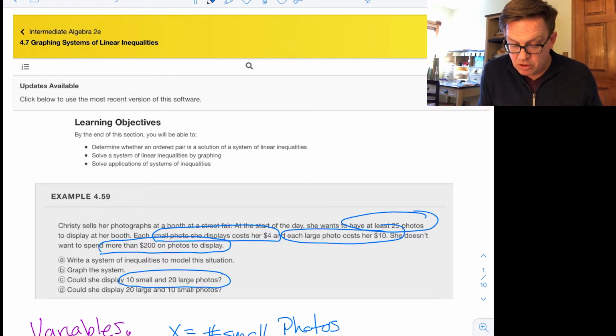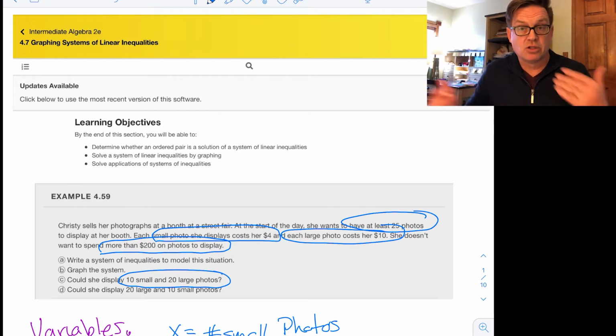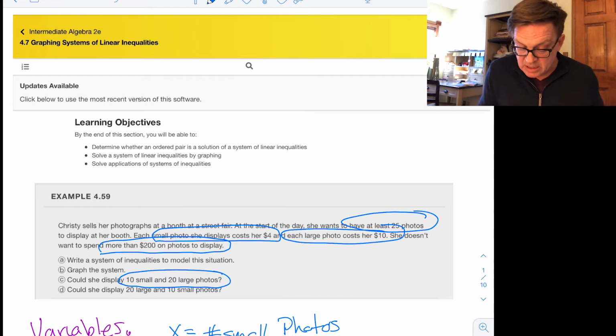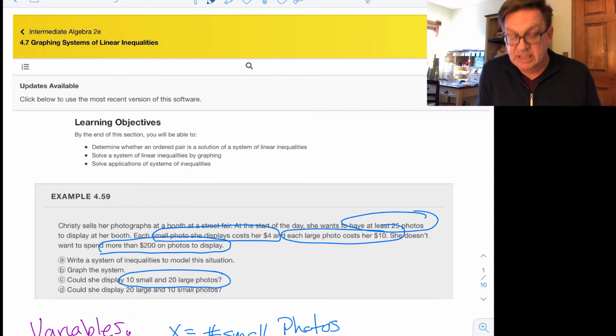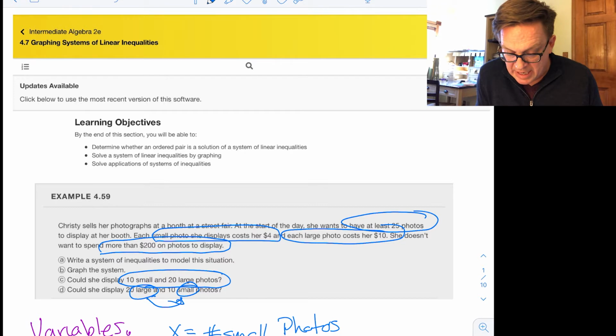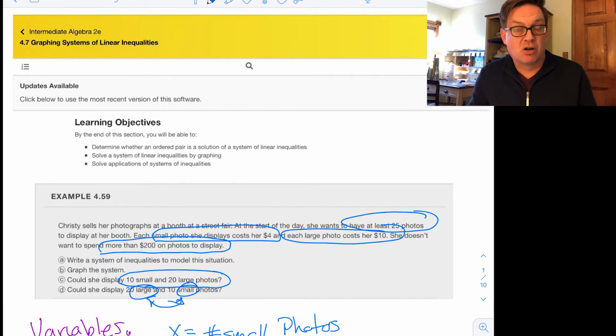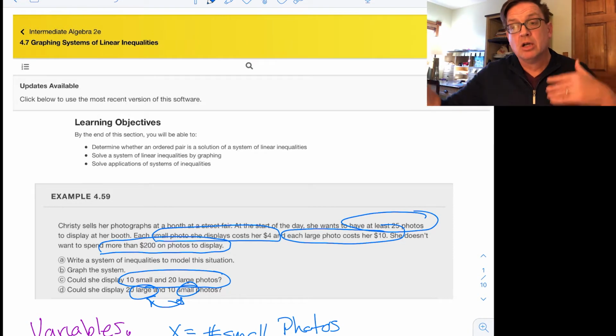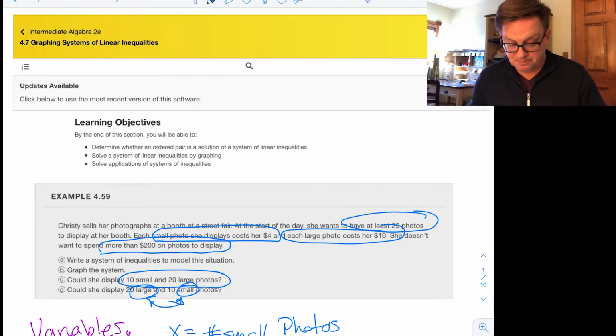Then check: is it possible for her to do 10 small and 20 large photos? Does that satisfy those two inequalities? And second, they ask, can she also do 20 large and 10 small photos? But that's exactly the same thing. So I'm pretty sure they meant to switch these and ask if she could do 20 small and 10 large photos. Is that a situation that would satisfy her two constraints?